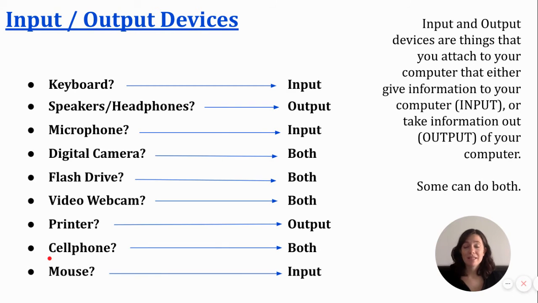Your cell phone can be attached to the computer to upload photos, videos, or information, and in that sense, it is giving information to your computer. You can also connect your phone to the computer and put information from the computer onto your phone, like downloading music. So in that way, a cell phone can actually function as both input and output.